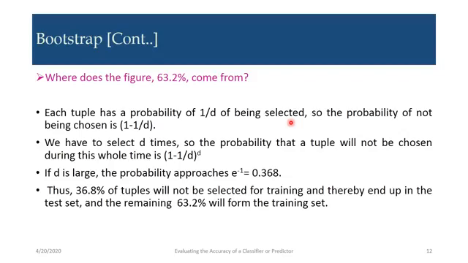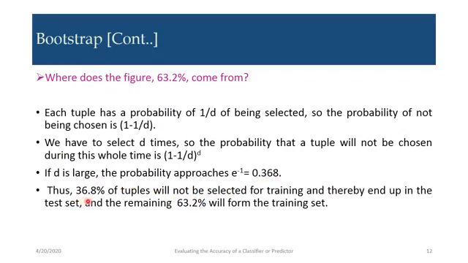So we have to select d times, so the probability that the tuple will not be chosen during the whole time is (1 - 1/d)^d. We have selected d times, because the number of tuples is d, that many times we have to select. So the probability that the tuple will not be chosen is (1 - 1/d)^d. If d is large, the probability approaches e^-1, the value is 0.368. So the probability of not being chosen is 0.368.